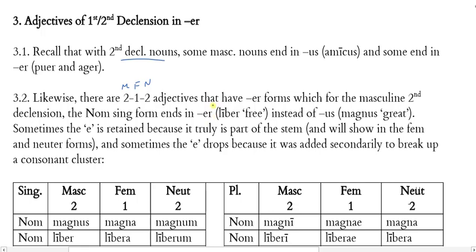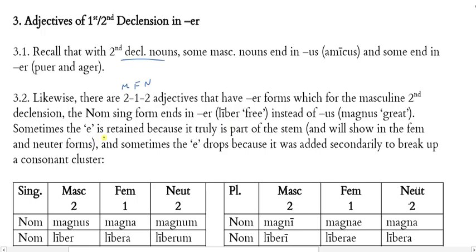There are some adjectives of the 2-1-2 pattern that have er forms, which for the masculine second declension, the nominative singular form ends in er, as in liber, free, instead of us, as in magnus, which is the adjective that means great. Okay, so typically I'm looking for masculine adjectives ending with us in the nominative singular, but I do have some that end with er.